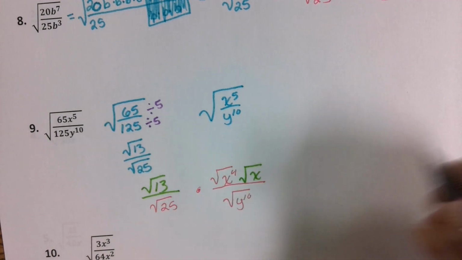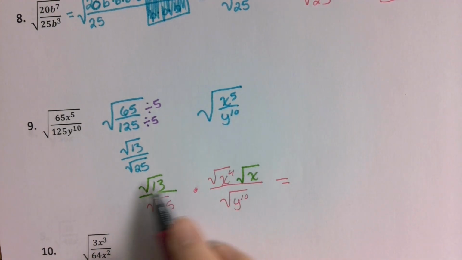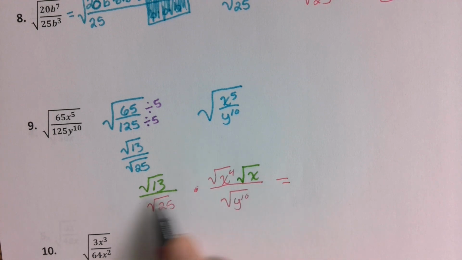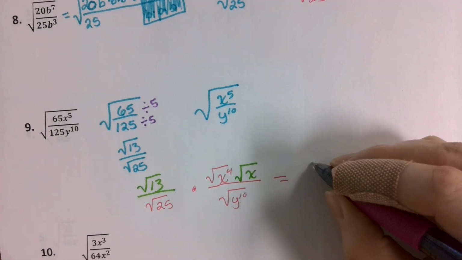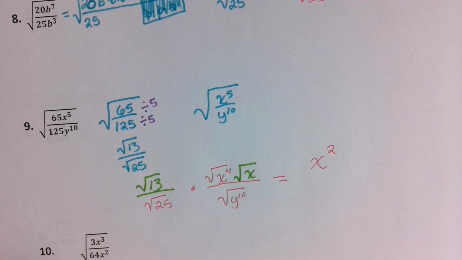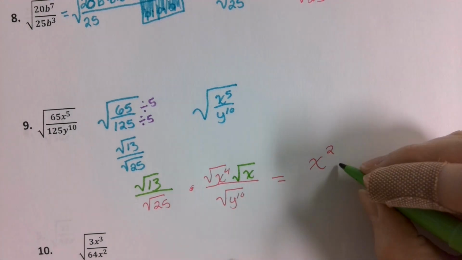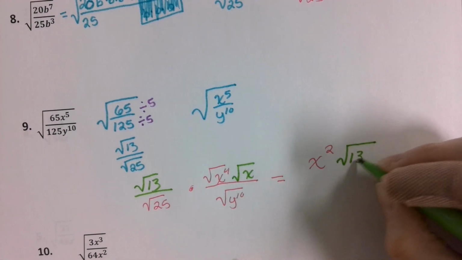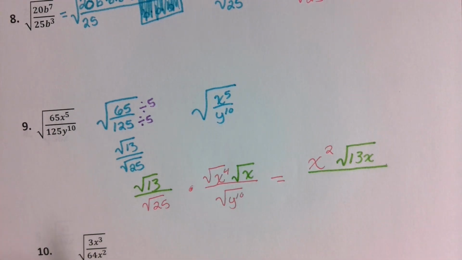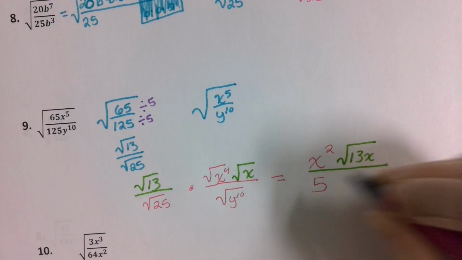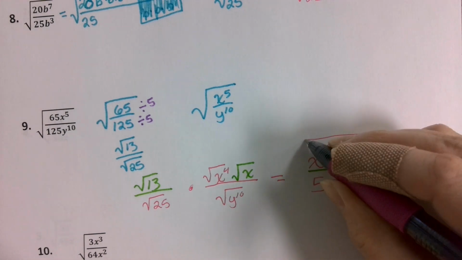Okay, so now if we piece all of this together, let's focus on the numerator first. The only perfect square we have for our numerator is x to the 4th. If we take the square root of x to the 4th, that becomes x to the 2nd. We still have square root of 13 and square root of x on the top, so we have square root of 13x on the top. On the bottom, we have two perfect squares. Square root of 25 is 5, and square root of y to the 10th becomes y to the 5th. And there's your final answer.